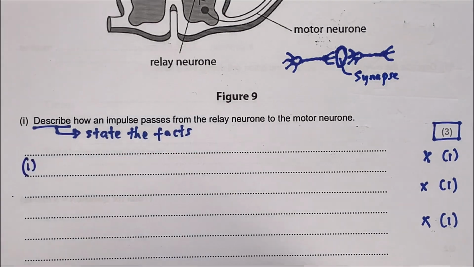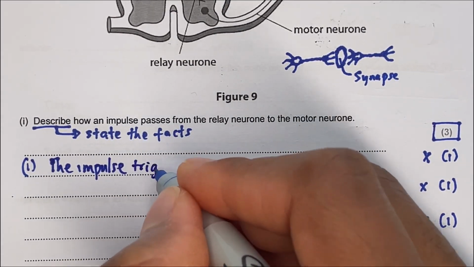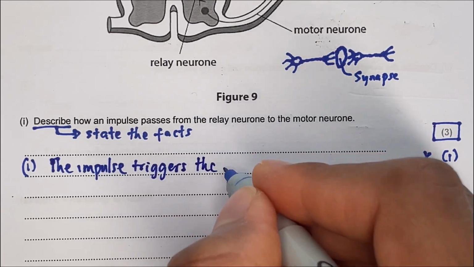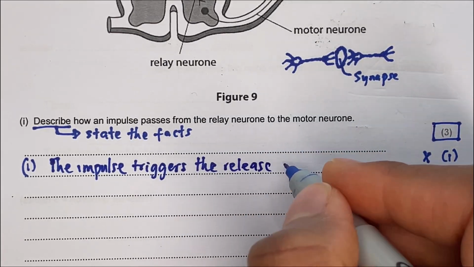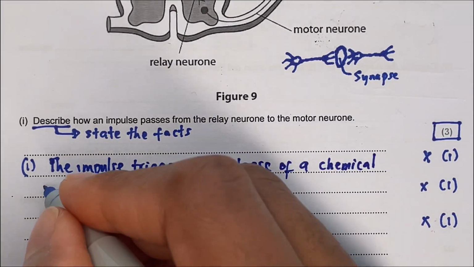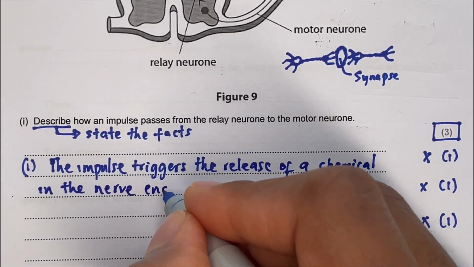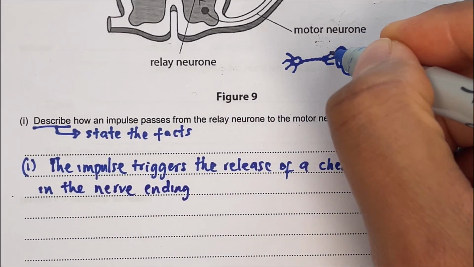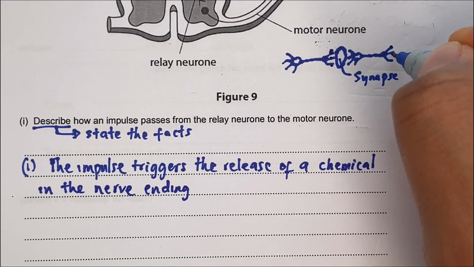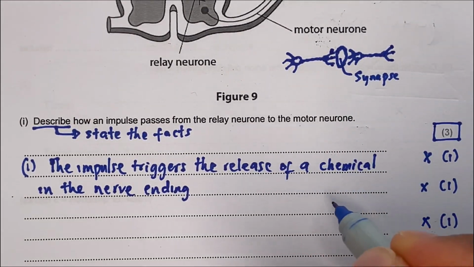My first point would be the impulse triggers the release of a chemical in the nerve ending. Remember what the nerve ending is? This is the nerve ending. These are the nerve endings. A chemical inside the nerve ending will be triggered once the impulse gets there.